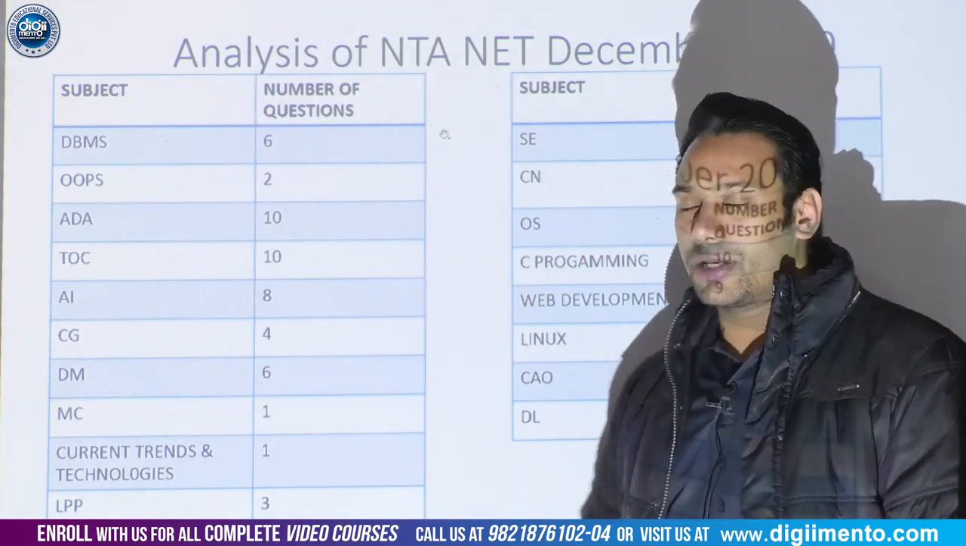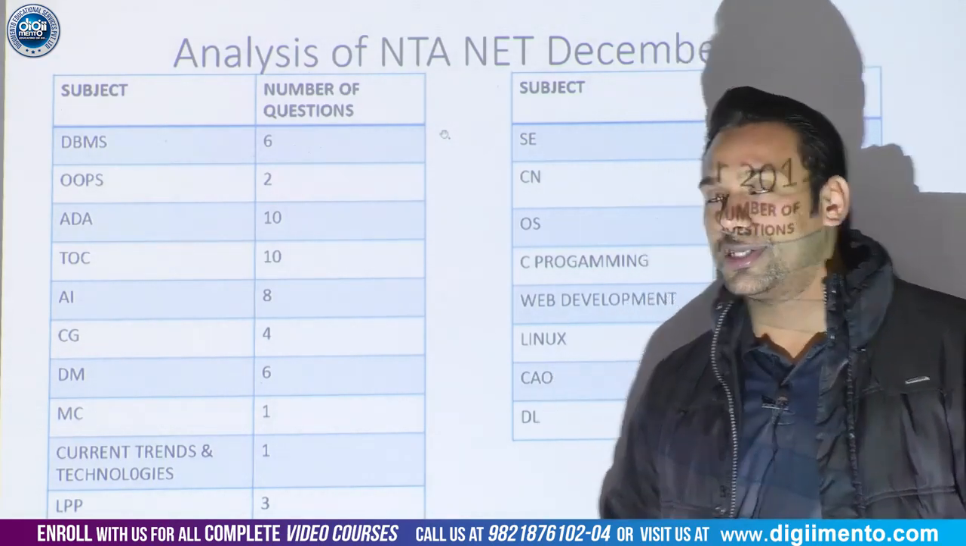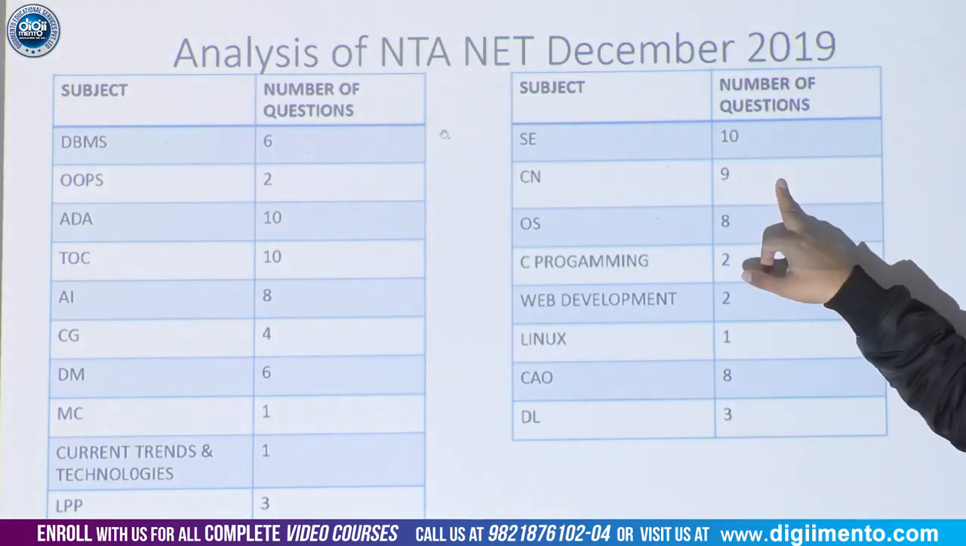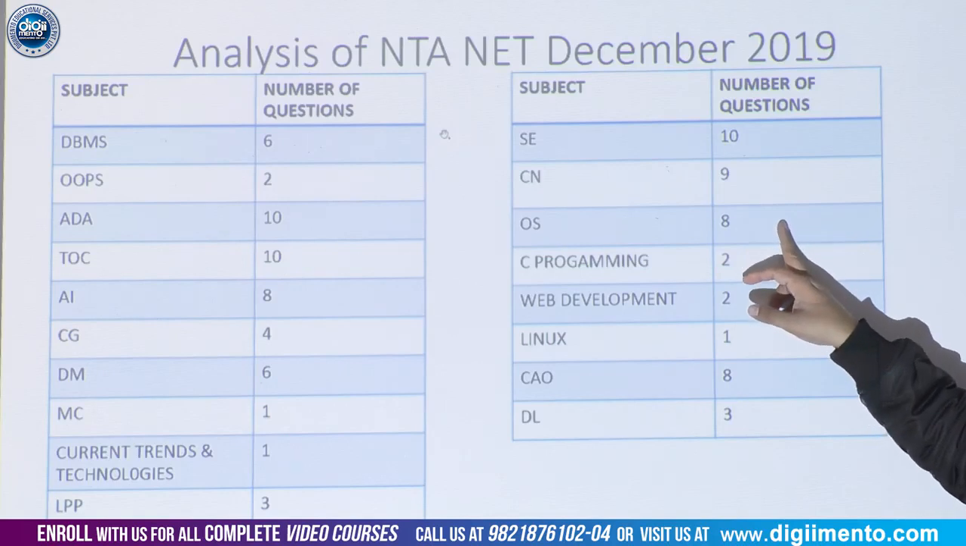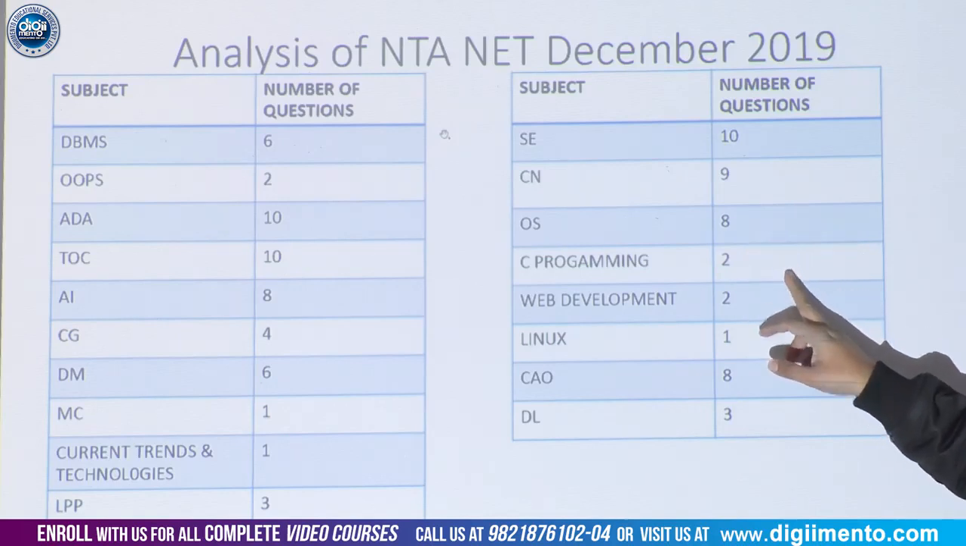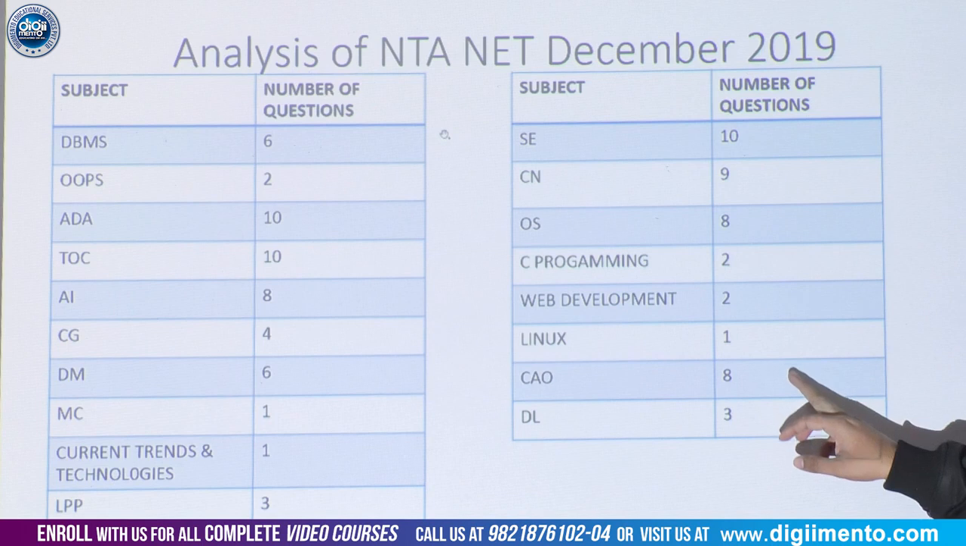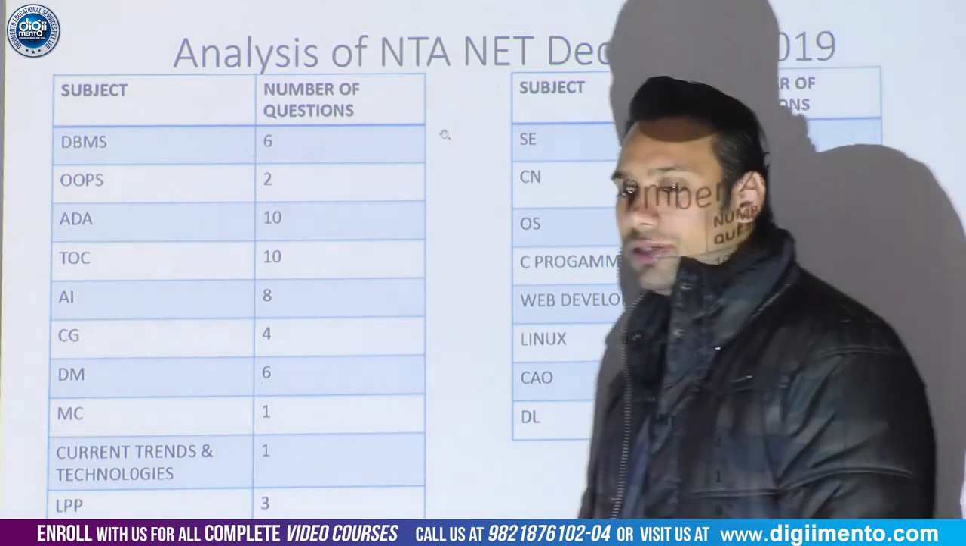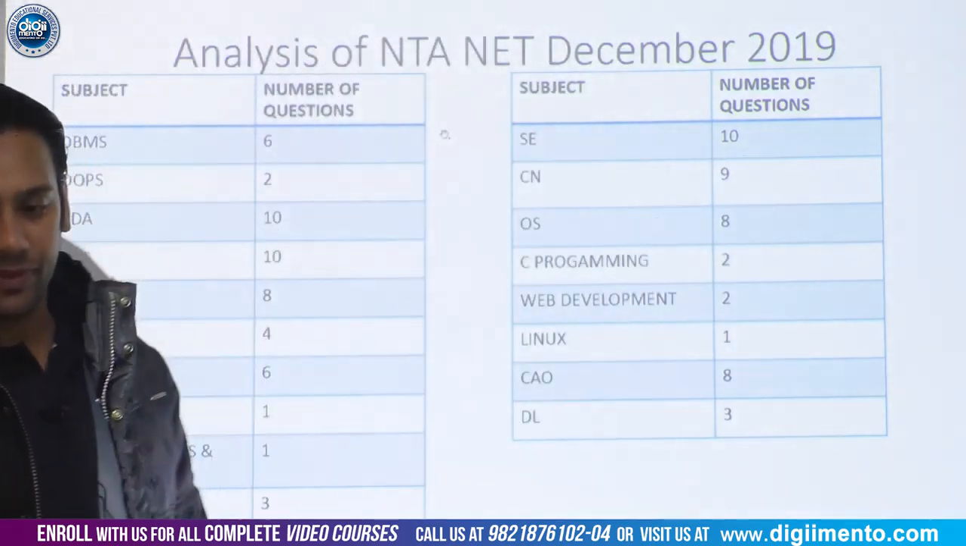From LPP, that is linear programming problems, you got 3 questions. And from software engineering you got 10 questions. From computer networks you got 9 questions. From operating system you got 8 questions. From C programming you got 2 questions. Web development 2, Linux 1, computer architecture organization is 8. And from digital logic you got 3 questions in this examination.